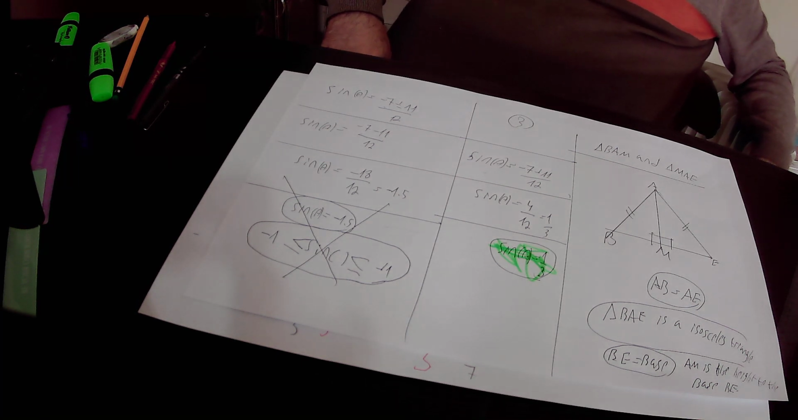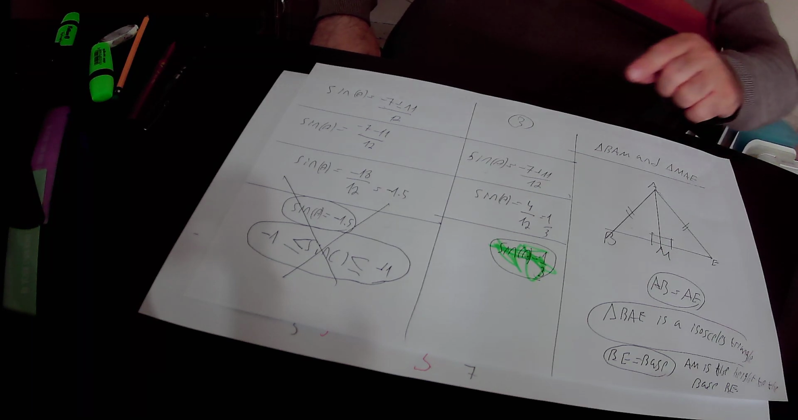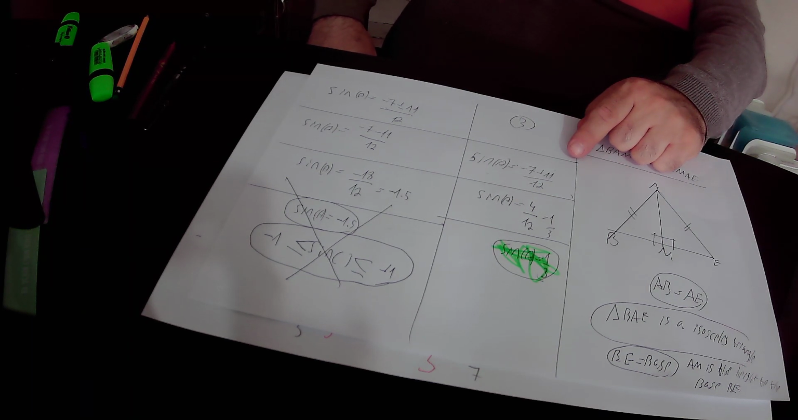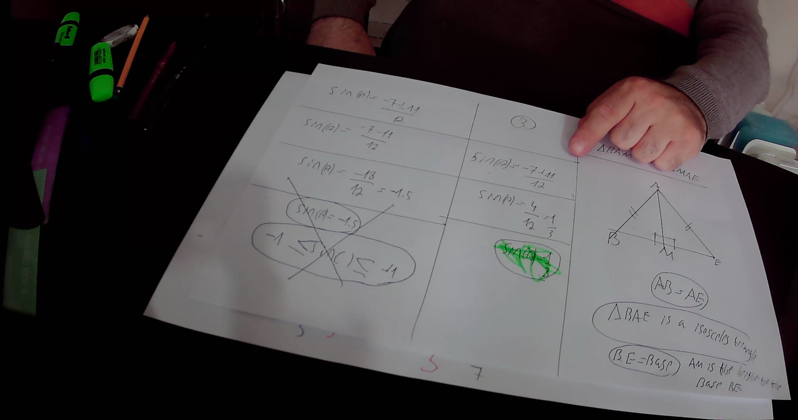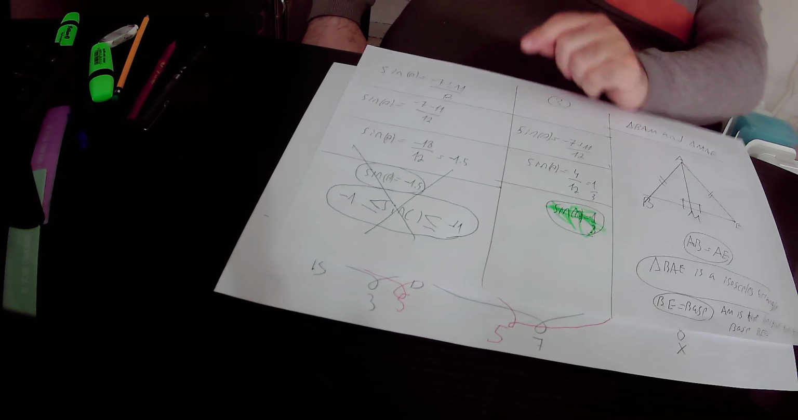So here we have two possible solutions for sine theta. The first solution is sine theta equals minus 7 minus 11 over 12, and the second solution is that sine theta equals minus 7 plus 11 over 12. And so in the first solution, sine theta equals minus 7 minus 11, that is minus 18. So here we found that sine theta equals minus 18 over 12, that is minus 1.5.